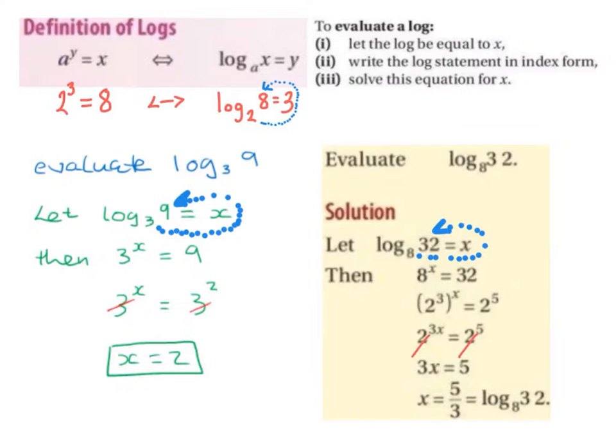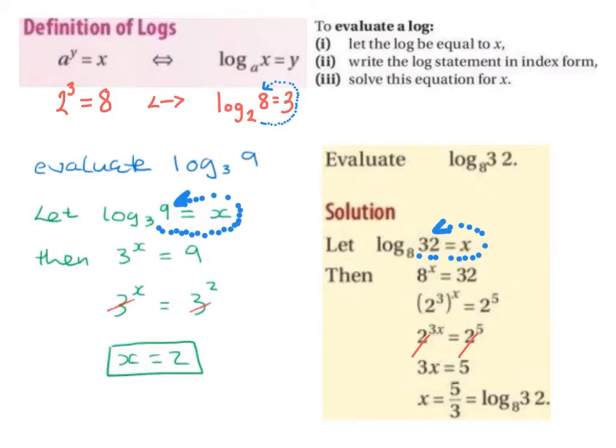So if we have a look at an example, let's say we take 2 to the power of 3 is equal to 8. Well, the 2 represents the a, the 3 represents the y, and the 8 represents the x. So if we're to rewrite that, we're going to have log with a base of 2, because that was the a, 8, because that was the x, is equal to 3, because that was the y.